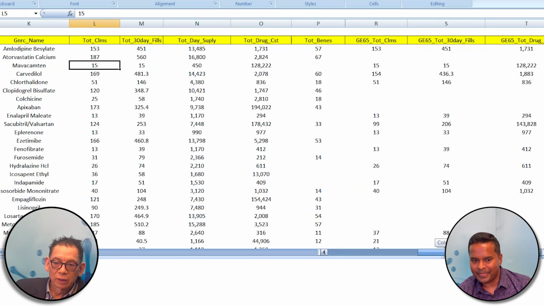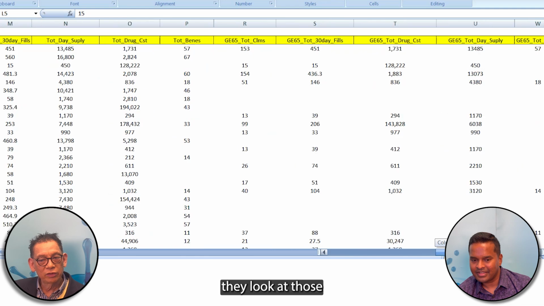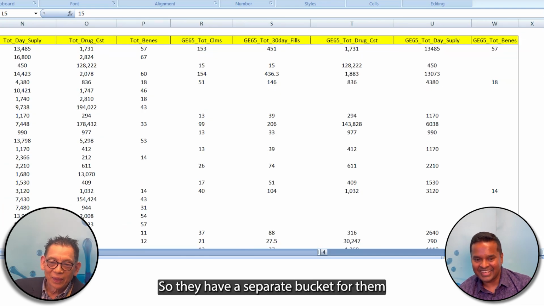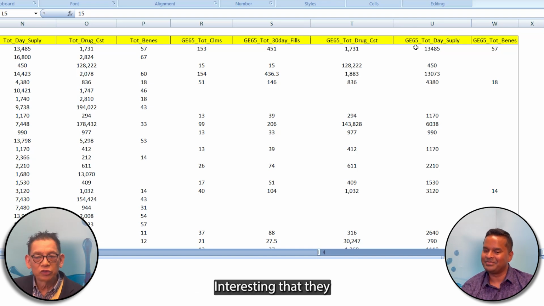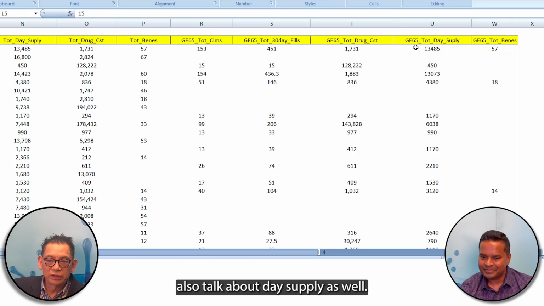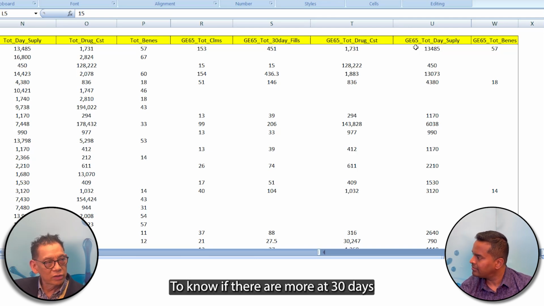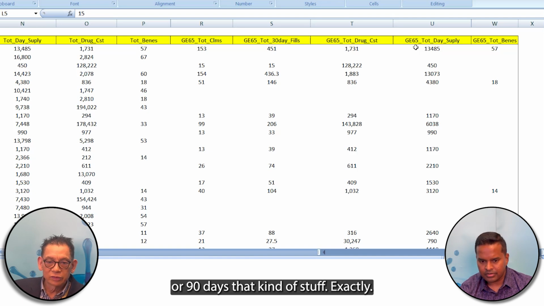And then, it's kind of interesting, they look at those that are older than 65 and call them out separately, right? So they have a separate bucket for them, and you have the same set of breakdowns for the people who are older than 65. They would also talk about day supply as well, to know if they're more like 30 days or 90 days, that kind of stuff. Yeah, this is a very good data set.